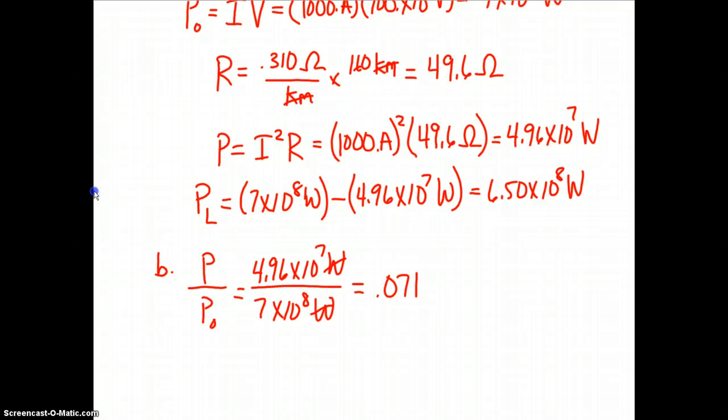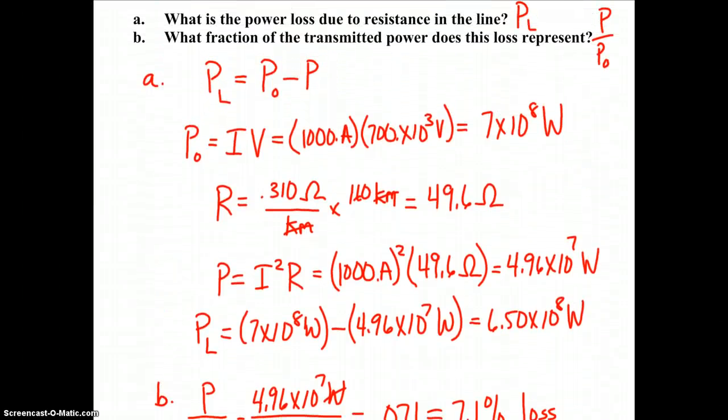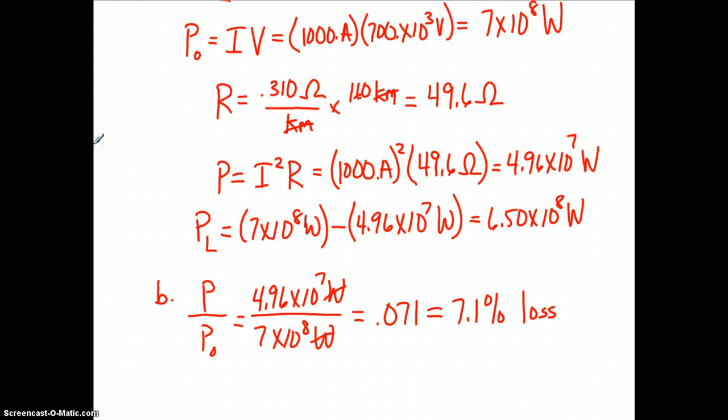Expressed as a decimal, we get 0.071. Often what we like to do as physicists is express that as a percent, and that would be 7.1%. So that is a 7.1% loss of the transmitted power from the power station to the city. And that's the end of problem 1.